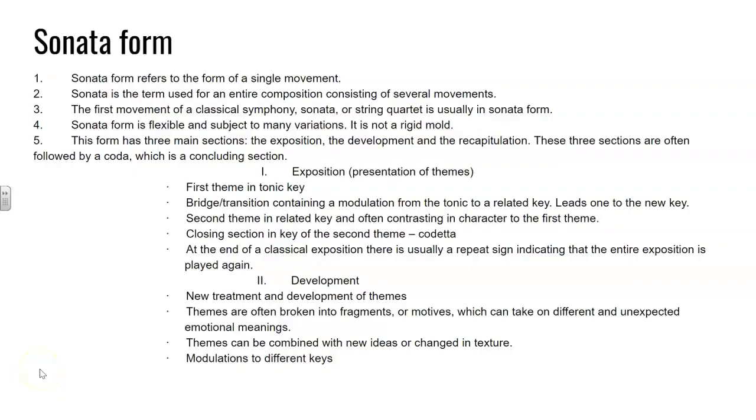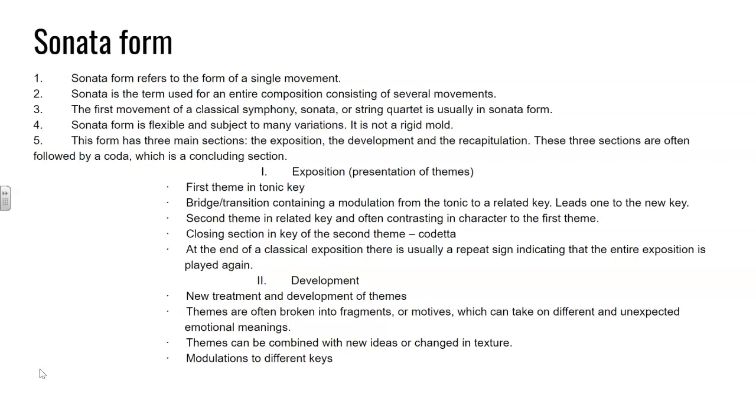Sonata form refers to the form or structure of a single movement. The first movement of a classical symphony, sonata, or string quartet is usually in sonata form. It is flexible and subject to many variations. It is not a rigid mold.